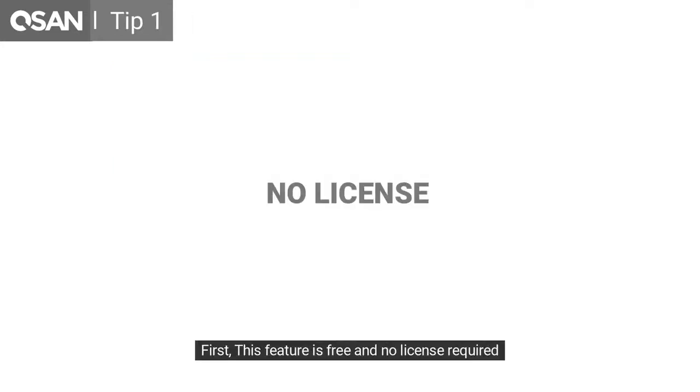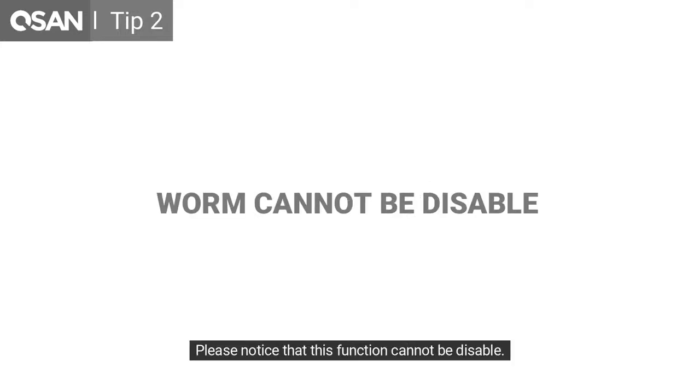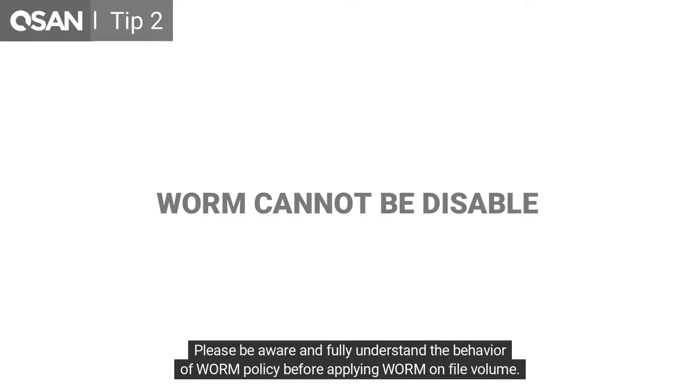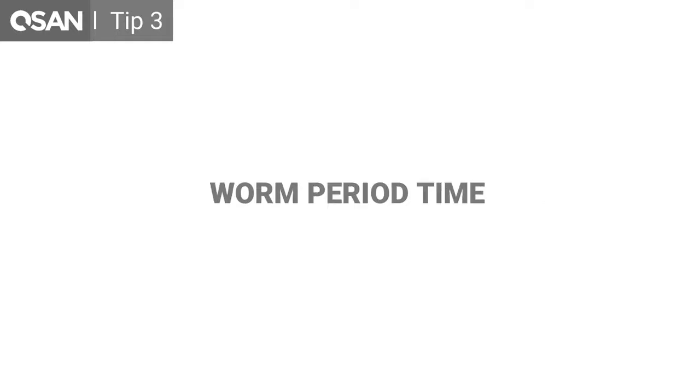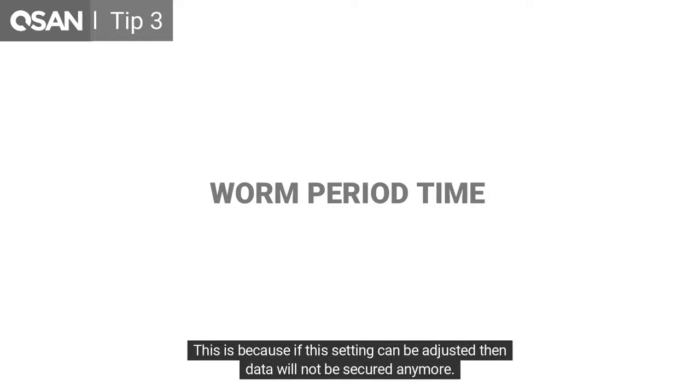First, this feature is free and no license is required. Please notice that this function cannot be disabled. Please be aware and fully understand the behavior of WORM policy before applying WORM on file volume. It is not allowed for user to adjust WORM period time. This is because if this setting can be adjusted, then data will not be secured anymore. Please fully evaluate it before setting WORM period time configuration.